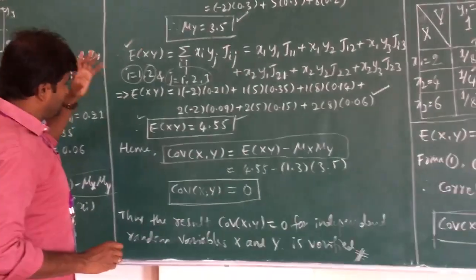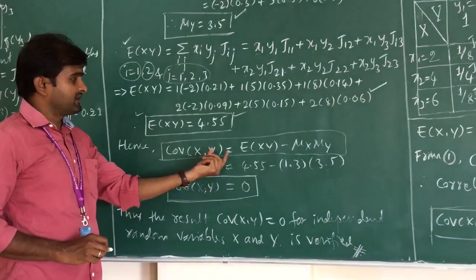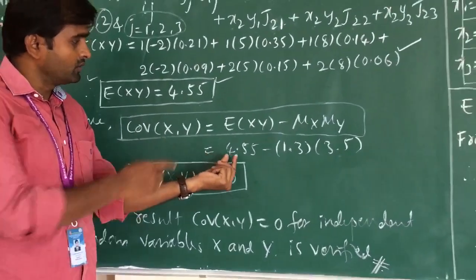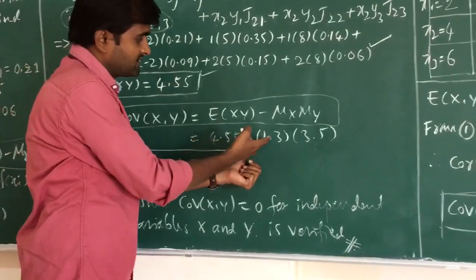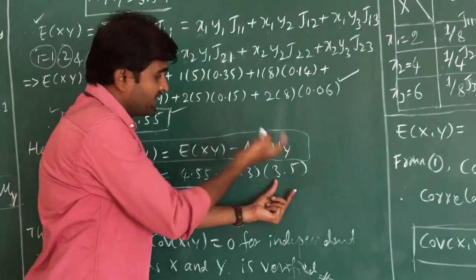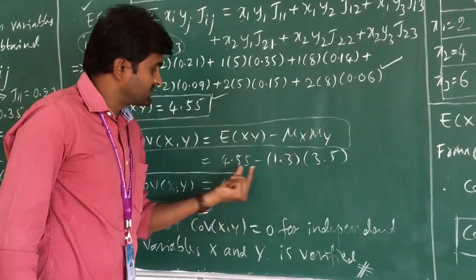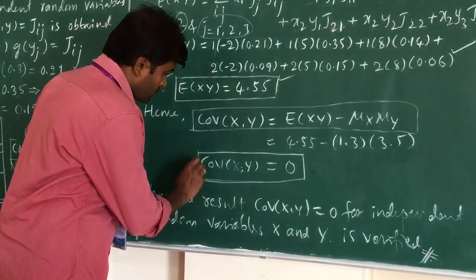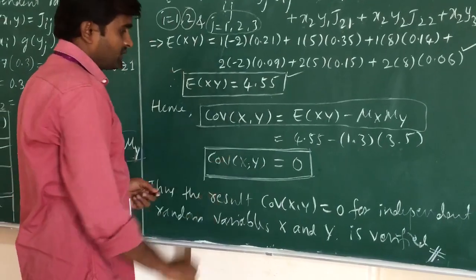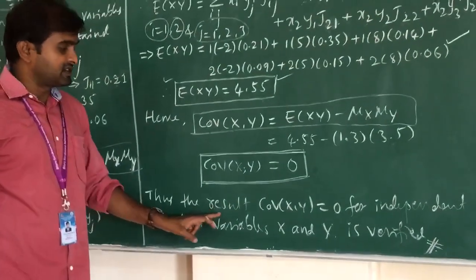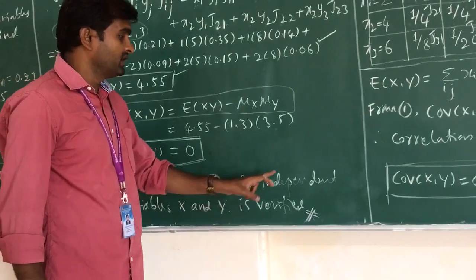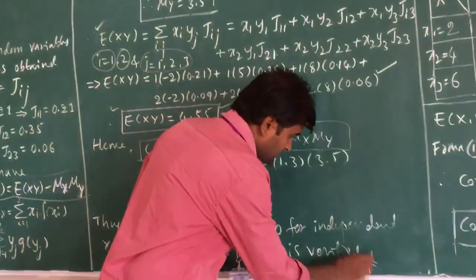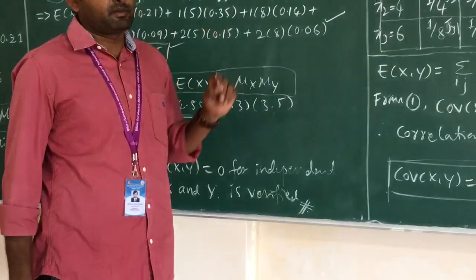So whenever we need the covariance of xy, we now have all the values. Replacing in this expression, it is 4.55 minus mu x, which is 1.3, times mu y, which is 3.5, and that product is also 4.55. So 4.55 minus 4.55 is 0. Now covariance of xy is 0. Thus the result, covariance of xy equal to 0 for independent random variables x and y, is verified. This is the required solution of the given example.